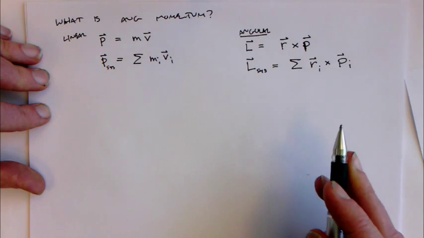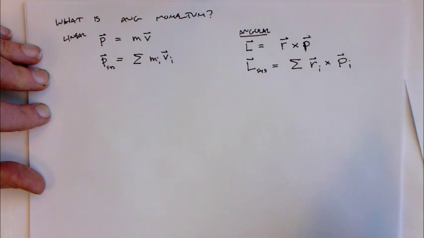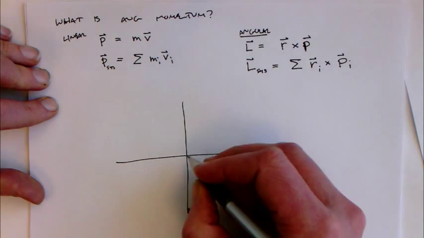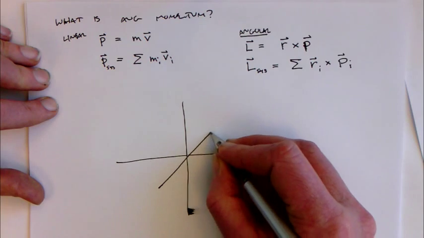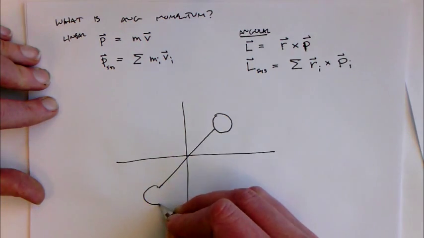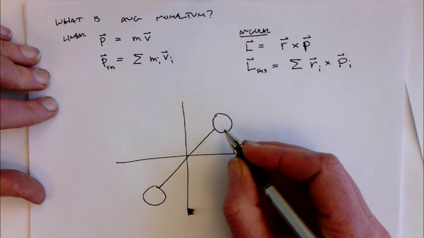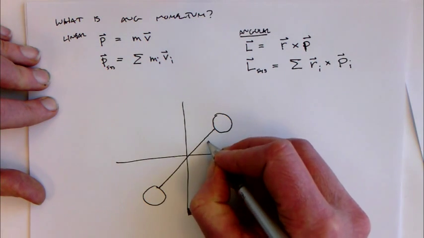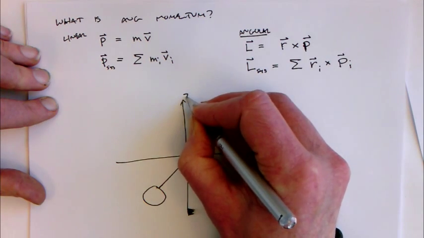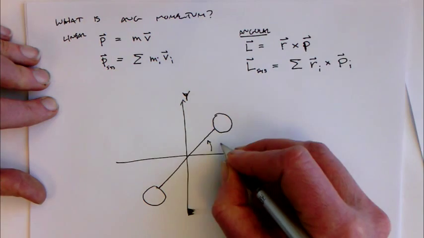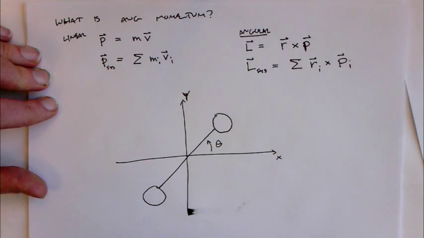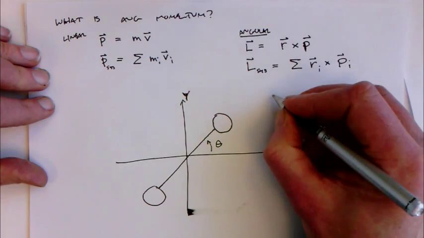Let's do one quick example of that I think will highlight a couple of things. So I want to think about a simple system, a diatomic molecule. So it's basically two masses at the opposite ends of a dumbbell, and they're rotating about the z-axis, so they're rotating in the xy plane. There's this angle theta that describes the angle. And I'd like to know what's the angular momentum of this system.